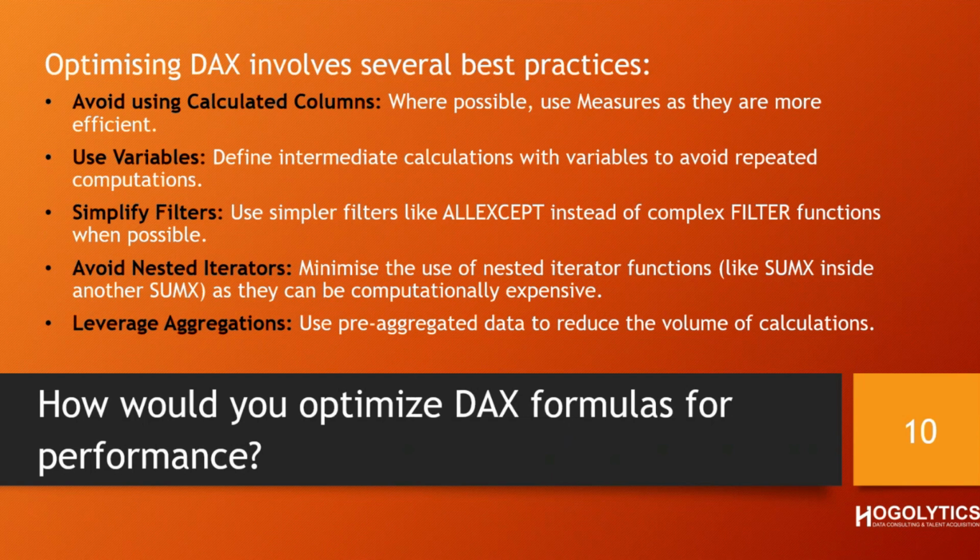First, avoid using calculated columns. Where possible, use measures as they are more efficient. Second, use variables. Define intermediate calculations with variables to avoid repeated computations. Third, simplify filters. Use simpler filters like ALLEXCEPT instead of complex FILTER functions when possible.